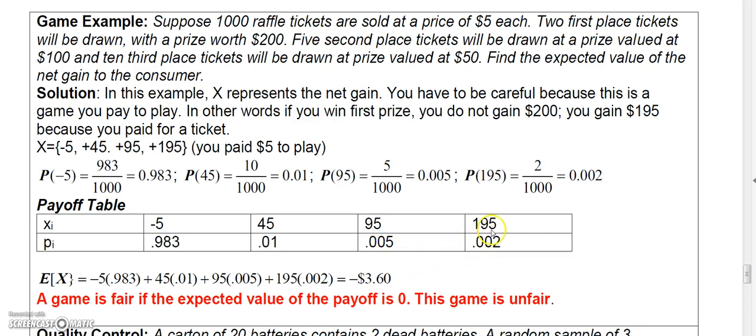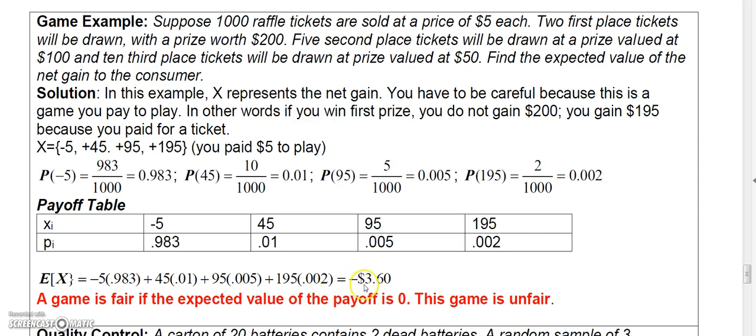And you'll gain $195 with a probability of 0.002. The expected value of this game now would be negative 5 times 0.983, 45.01, plus 95 times 0.005, plus 195 times 0.002. And this is actually a negative number, negative $3.60.